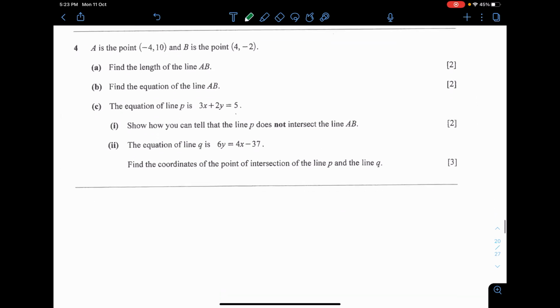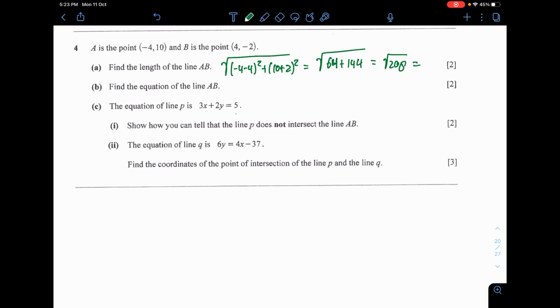Next question. 4. Finding the length of AB. Square root of (-4 minus 4) squared plus (10 minus -2) squared. Become plus lah. So then I got square root of 64 plus 12 squared is 144. So then I got 208 here. Correct this into 3SF, I got 14.4.